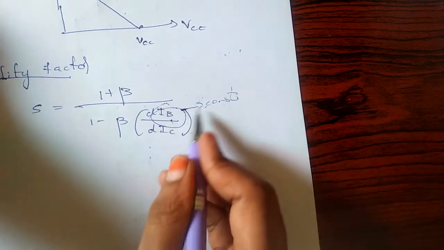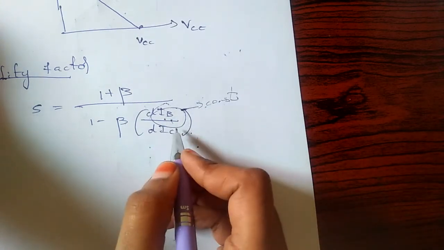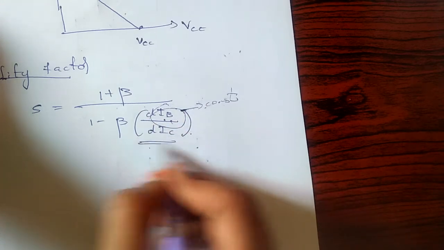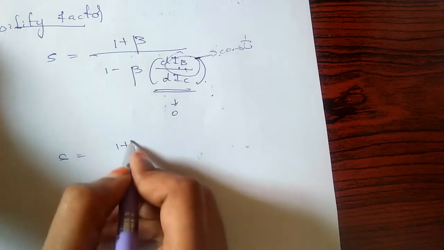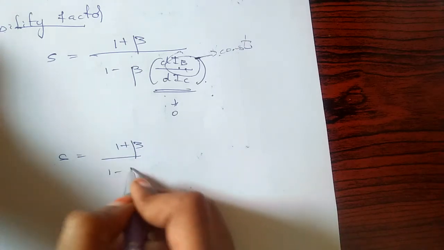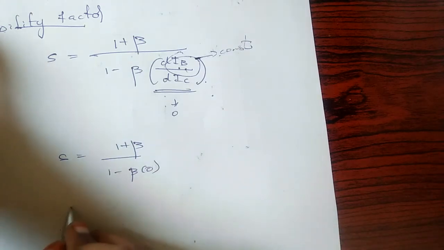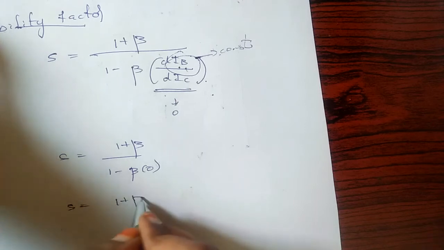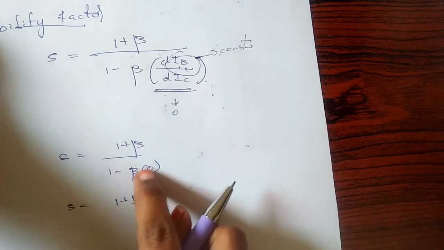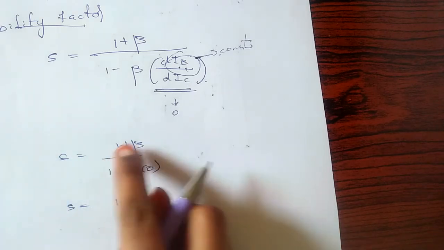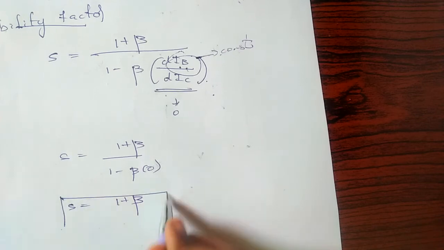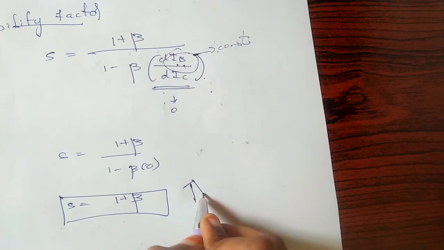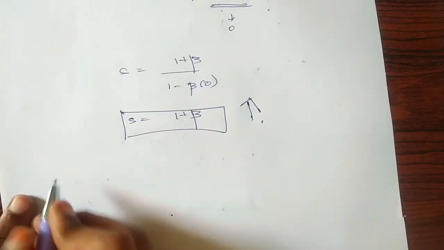So the derivative of a constant is 0. So that whole term will be 0. So S is equal to 1 plus beta by 1 minus beta times 0. So 1 minus beta times 0 is 0. So S is equal to 1 plus beta by 1, which is equal to 1 plus beta. So here the stability factor is high. As the stability factor is high, stability will be low.